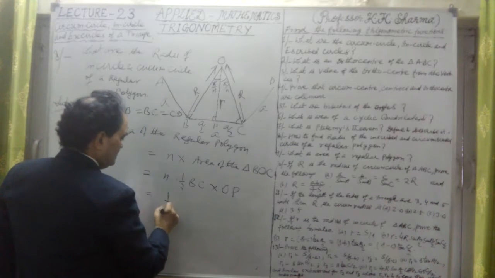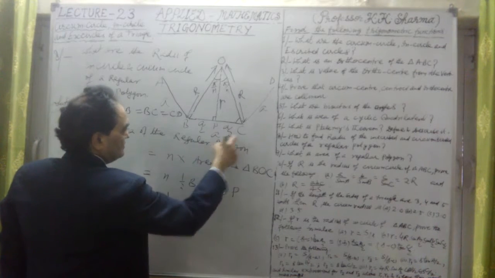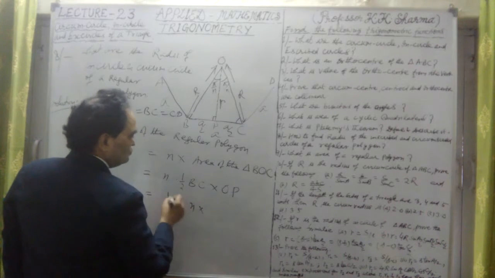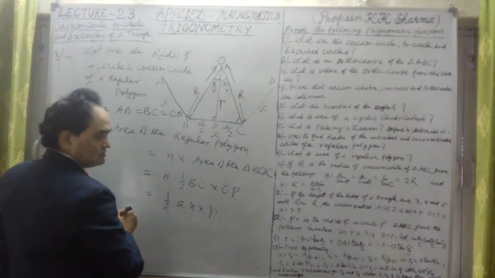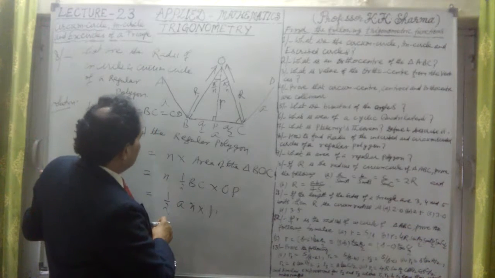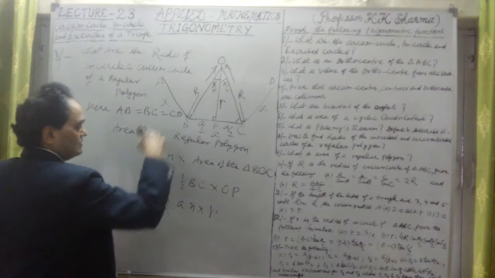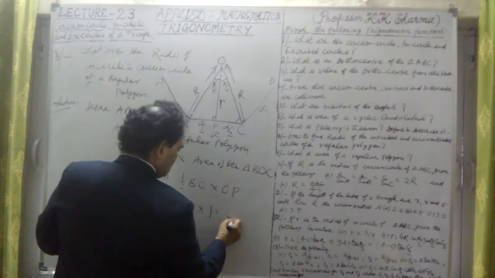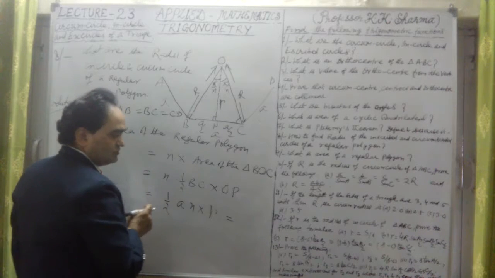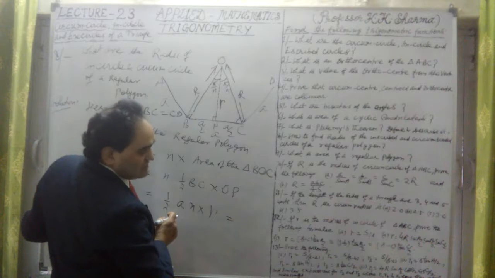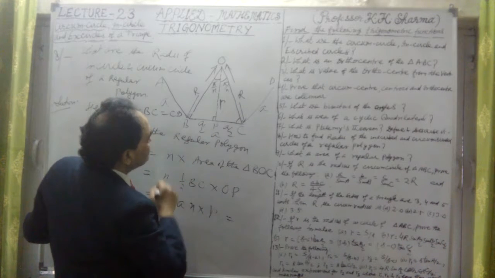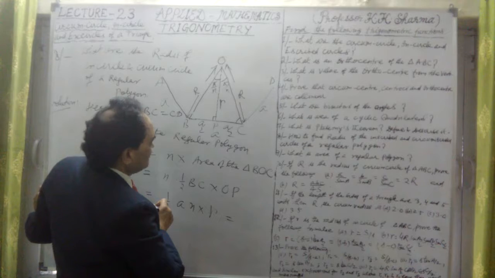So let me take half. Now BC is a completely, so this is a, n as it is, into OP. OP is small r, which we calculated. So the area of the regular polygon is n times a into r, half of that. Now if I take the value of r in terms of side, as we calculated, small r was a by 2 cot pi by n.